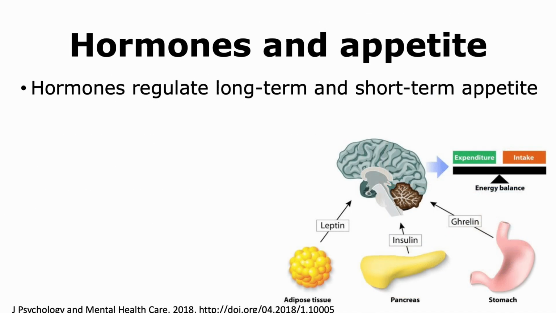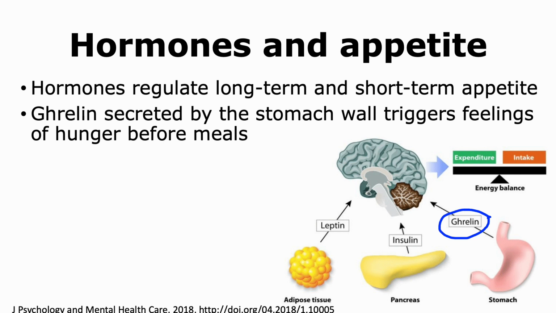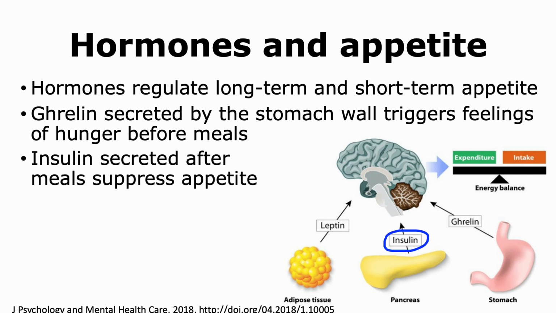The urge to eat in animals is controlled by hormones, and thus our appetite is also controlled by hormones. Hormones are able to regulate both long-term and short-term appetite. Some hormones that play crucial roles in appetite include ghrelin, which is secreted by the stomach wall and triggers the feeling of hunger before meals. Insulin, which is made by the pancreas, on the other hand, is able to suppress appetite, especially after eating.